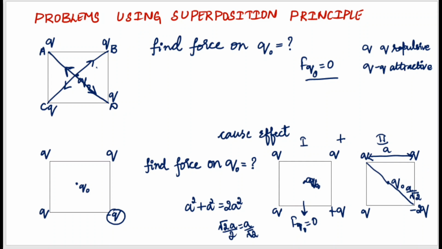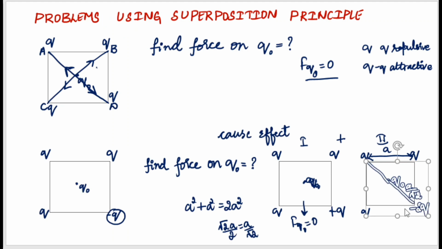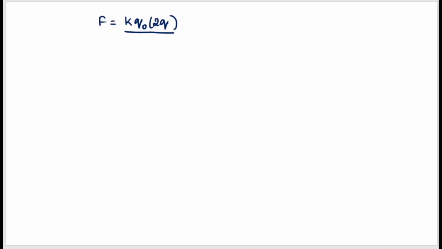Now how can I find the force? I can find the force F, which is equal to K into Q naught and 2Q. I will take only the magnitude. It is not Q naught, it is only 2Q, all divided by the distance squared. This distance is a divided by square root of 2, whole squared.